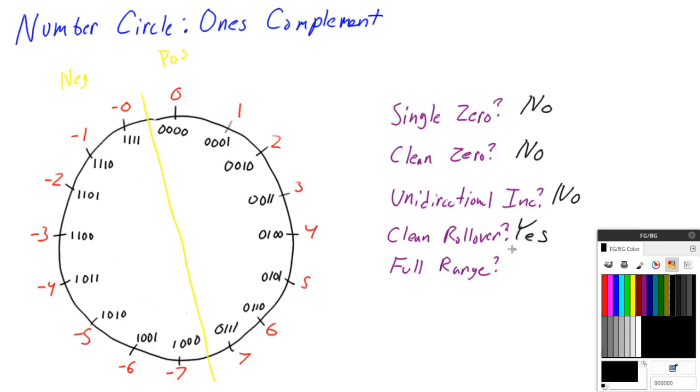And do we have a full range of values? Well, we don't, because we have two zeros here, right? And one of these zero sequences could be used to represent a new number rather than representing 0 twice. So we do not have a full range of values. So ones complement is a little useful, I mean, it's got one property, arguably two properties that we want, but it doesn't quite have all of the properties that we would want.